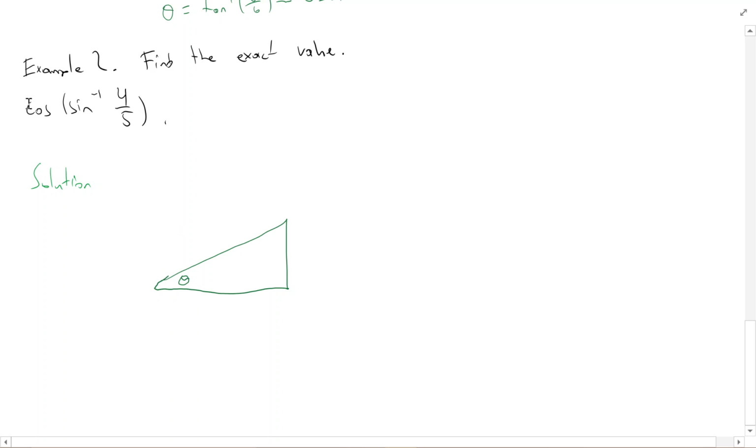Now we have sine of theta. Inverse sine of 4/5 basically means that sine of theta equals 4/5, right? Those are kind of interchangeable. So I'm saying what angle, when I take the sine of it, gives me 4/5. That's how I'm thinking of it. So sine of theta equals 4/5.